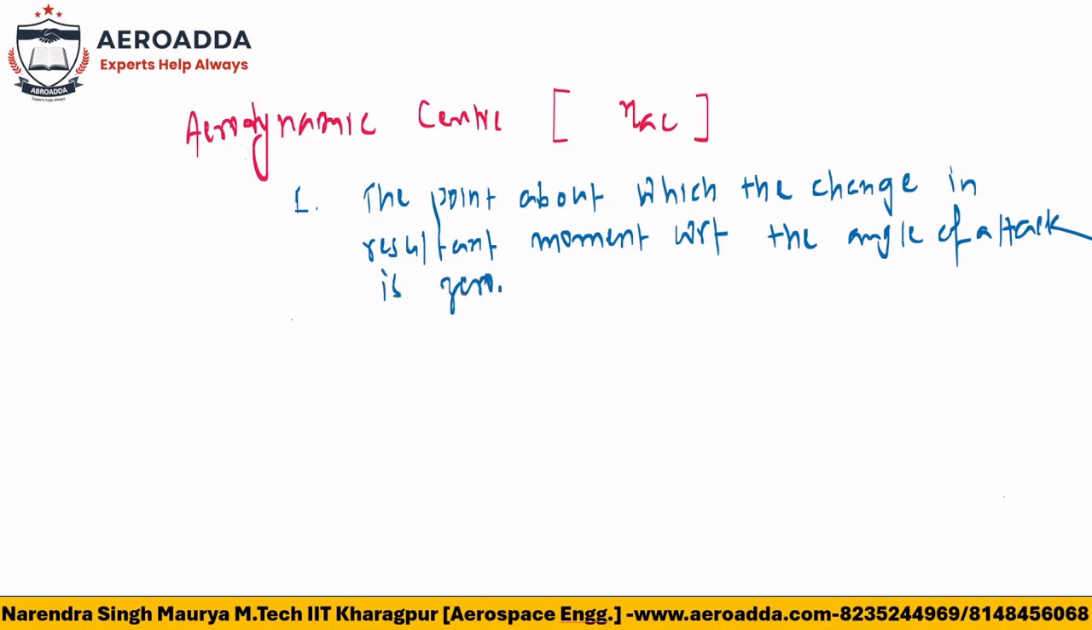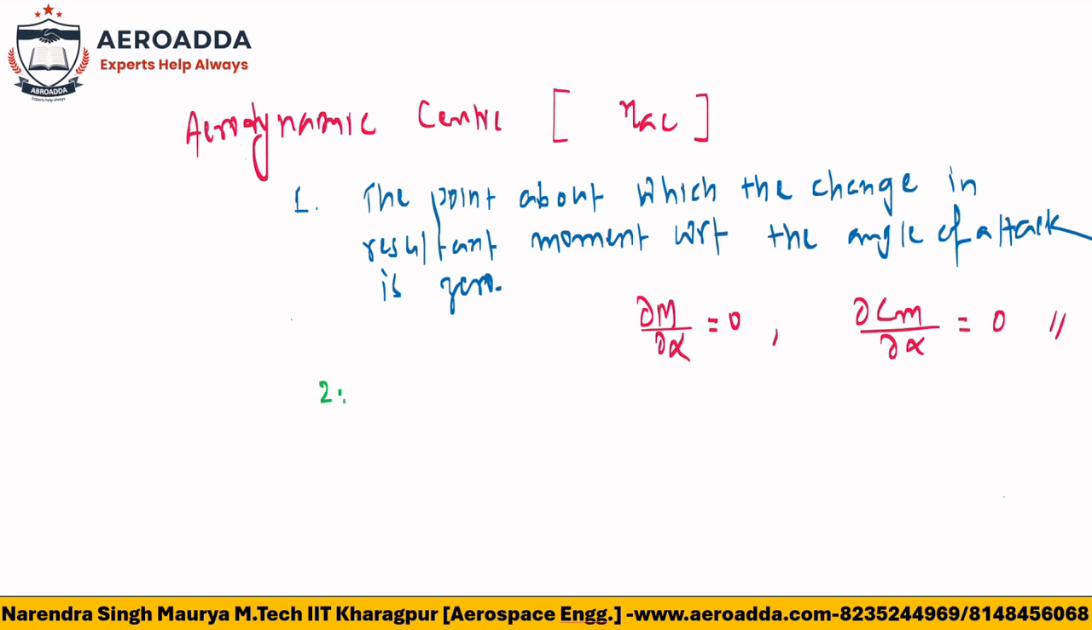So this is the theory, but how will you write it mathematically? Because sometimes they will ask the mathematical part also. So for the mathematical part you can write: the point about which the change in resultant moment with respect to angle of attack is 0. So obviously you can write dM by d alpha is equal to 0. As I have also written moment in terms of coefficient, dou Cm by dou alpha you can also write. So this is the meaning of it.